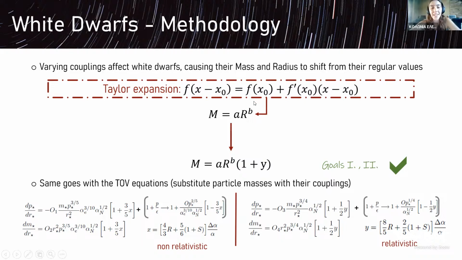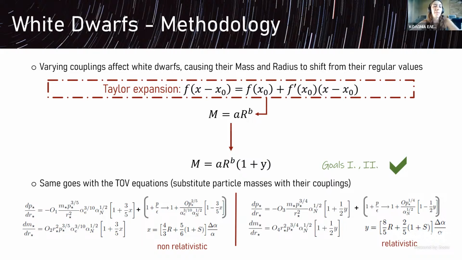So we take this original mass radius relation that we have. This is the unperturbed, normal equation that we use. And if we use this Taylor expansion, we actually get this perturbed mass radius relation, where y here is the perturbation. So we've actually achieved goals 1 and 2, which were to investigate the influence on white dwarfs and figure out the mass radius relation there.